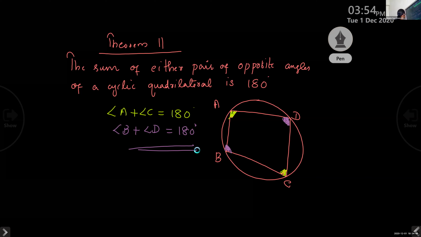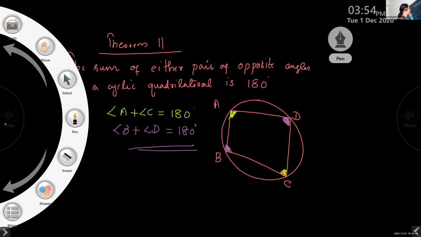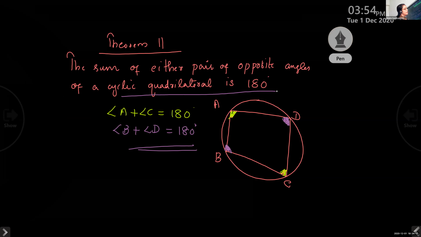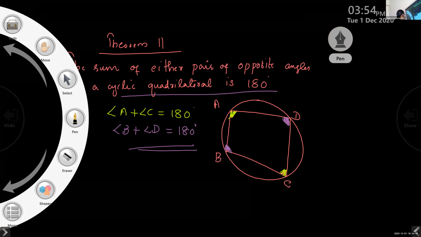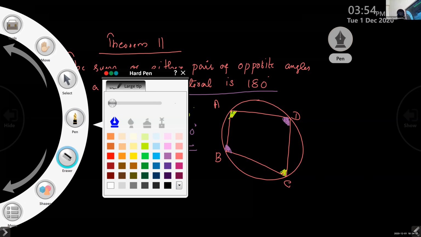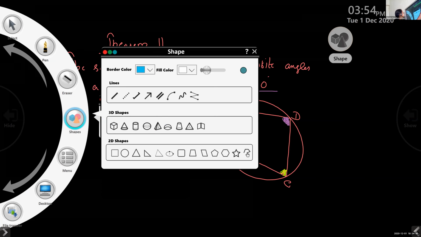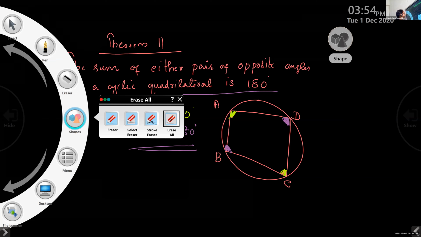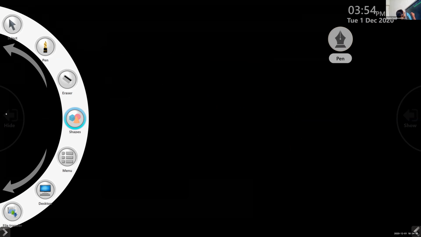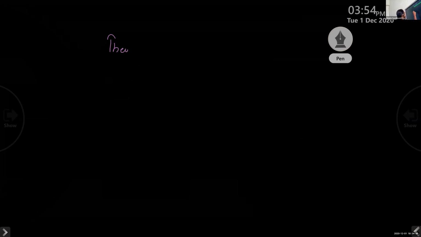Okay. And next, the last theorem, theorem 12, is the converse of this. Converse means if a quadrilateral's opposite pair sum is 180 degrees, it is known as a cyclic quadrilateral, the converse of the theorem. Okay, it is theorem 12. So write theorem 12, children. Theorem 12 is the converse of the previous theorem. Converse means reverse.